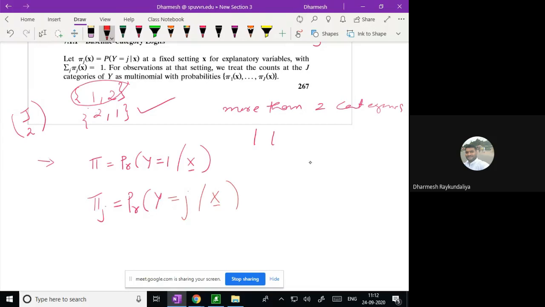I told you that y takes various categories: 1, 2, 3, up to the jth category. So what is the probability that, given a value of x, y falls into the jth category, where j is running from 1 to capital J? That is denoted by pi j.